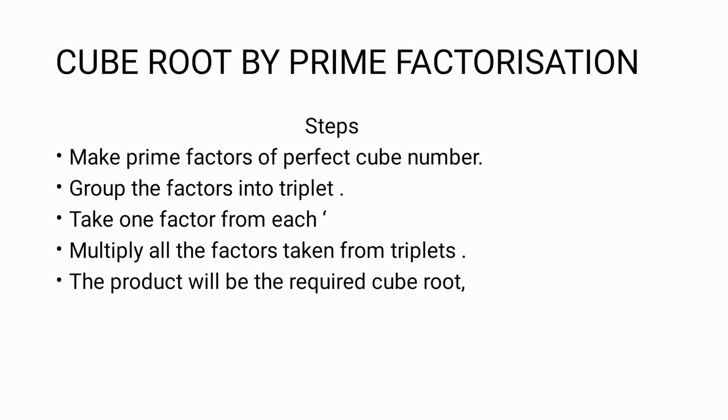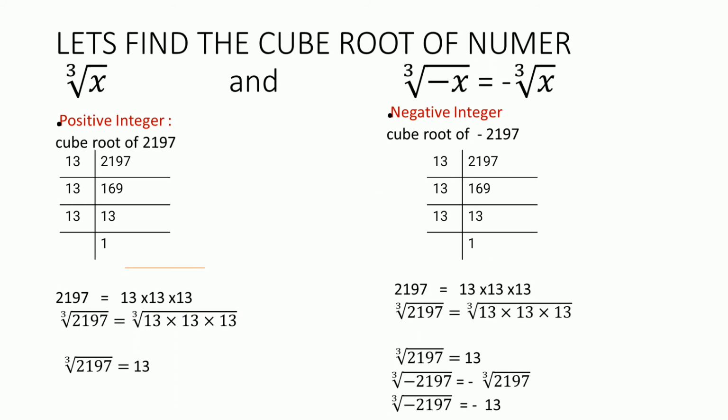What are the steps involved in this method? Same steps. Make prime factors of the perfect cube number, then group the factors into triplets, then take one factor from each, multiply all the factors taken from the triplets, and the product will be the required cube root.